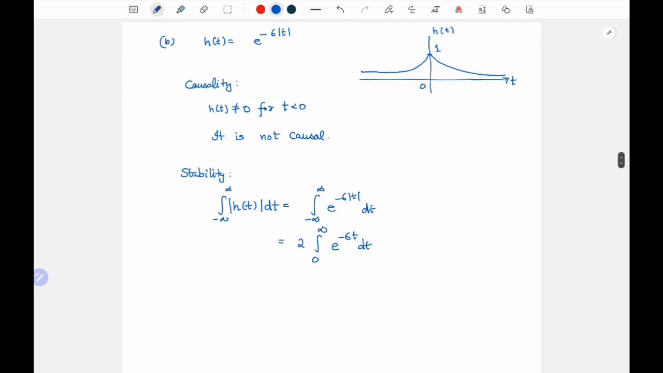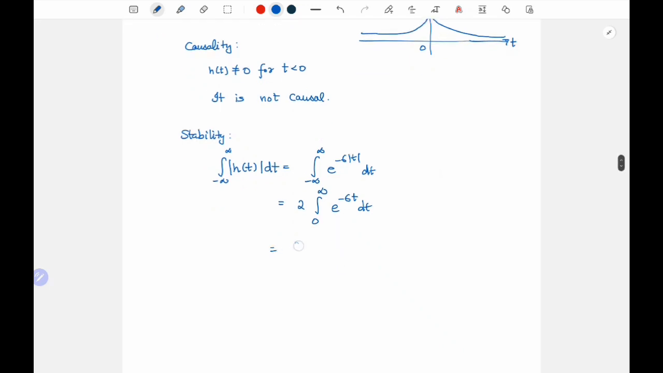Because it is the same, the area will be the same for both t greater than 0 and t less than 0. So I'm just computing for t greater than 0 and then multiplying it by 2. So this integral is easy to compute.